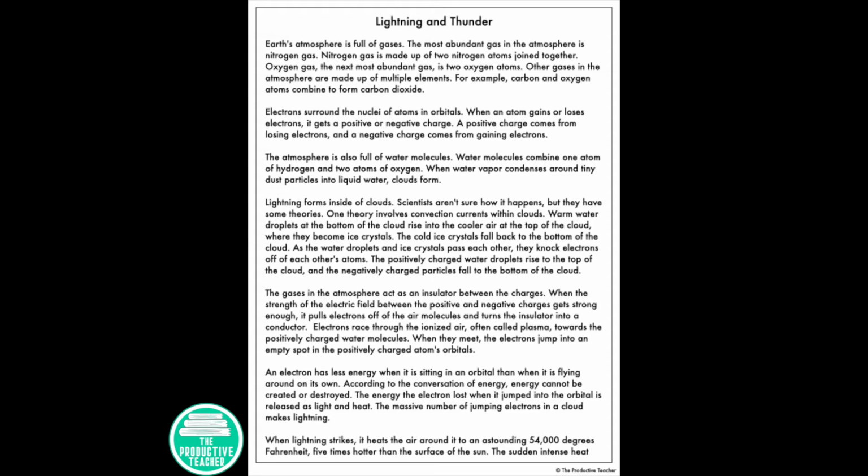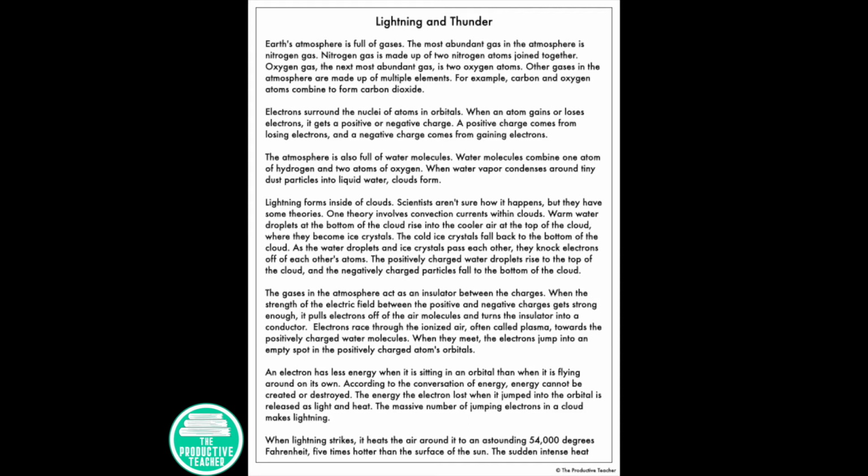Electrons race through the ionized air, often called plasma, toward the positively charged water molecules. When they meet, the electrons jump onto an empty spot in a positively charged atom's orbitals. An electron has less energy when it's sitting in an orbital than when it's flying around on its own. According to the conservation of energy, energy cannot be created or destroyed. The energy of the electron lost when it jumped into the orbital is released as light and heat. The massive number of jumping electrons in a cloud makes lightning.